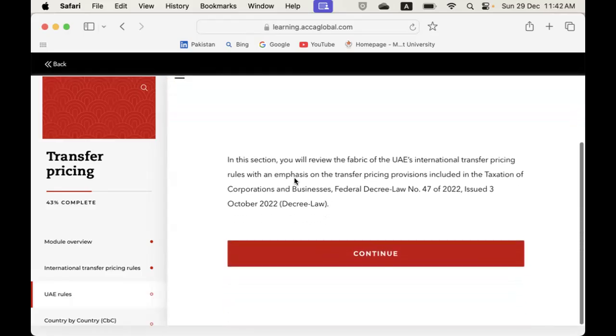UAE rules. In this section, you will review the fabric of the UAE's international transfer pricing rules with an emphasis on the transfer pricing provisions included in the Federal Decree Law number 47 of 2022, otherwise known as the UAE Corporate Tax Decree Law.